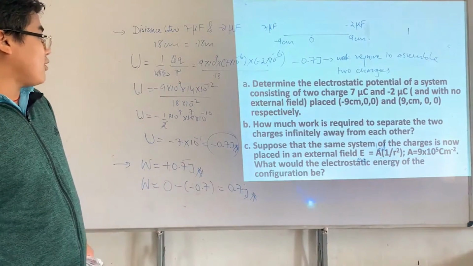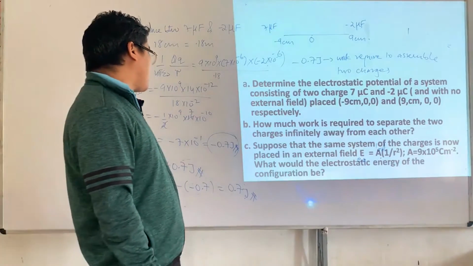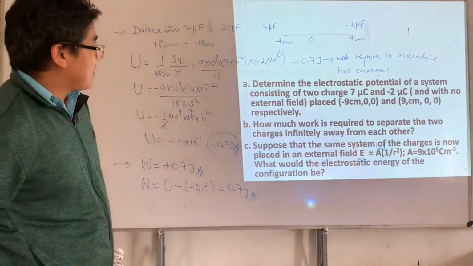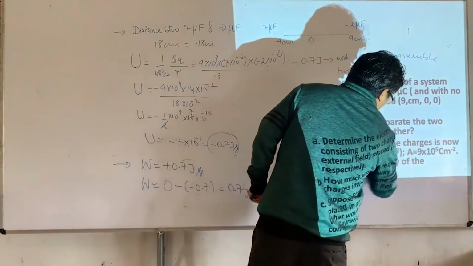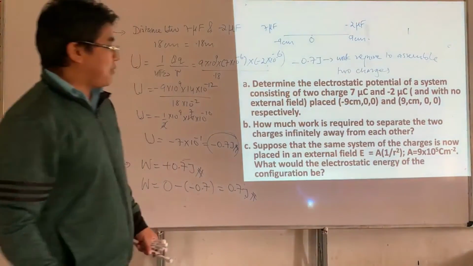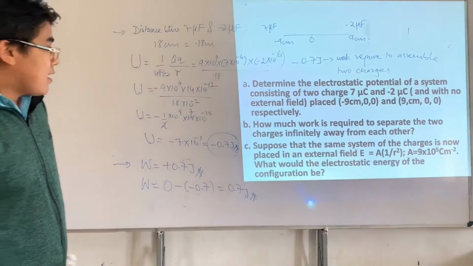Now next is, suppose that the same system of charges is now placed in an external field. Now placed in the external field, and this is given. The external field is given as A.